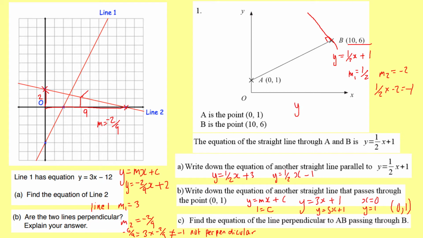Sub that into y equals mx plus c. Y equals minus 2x plus c. Sub the coordinates in. So when x equals 10, y equals 6. So 6 equals minus 2 times 10 is minus 20 plus c. Plus 20 on both sides to find out what c is. So c here equals 26. We have the gradient of m2 here. So we just rewrite that as y equals minus 2x plus 26. All right, good job, guys. Question. If you got that right, well done.